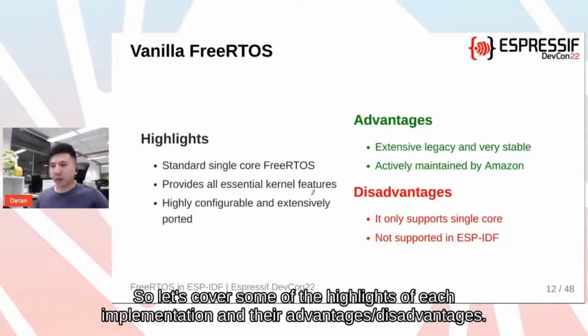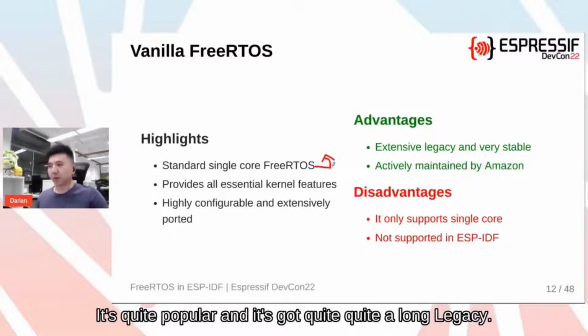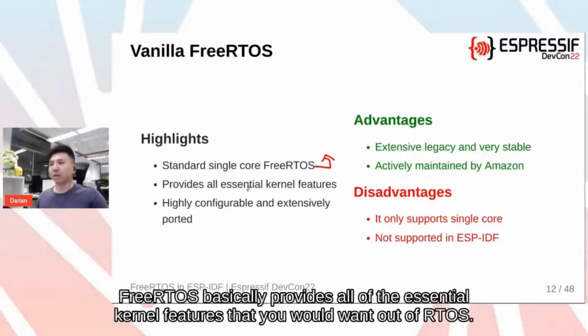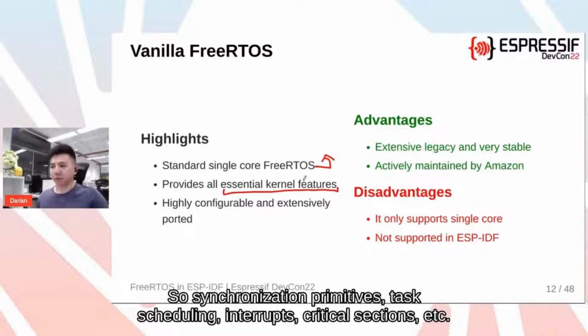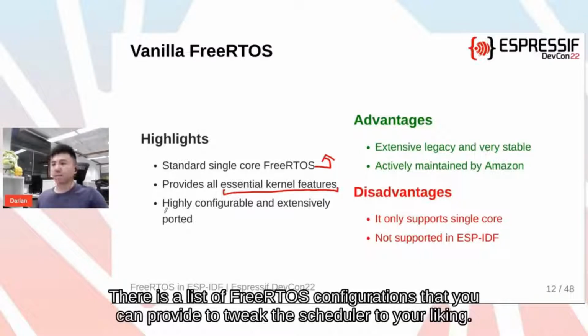So let's cover some of the highlights of each implementation and their advantages and disadvantages. With vanilla FreeRTOS, as we've covered before, it's your standard single-core FreeRTOS. It's quite popular and it's got quite a long legacy. FreeRTOS basically provides all of the essential kernel features that you would want out of an RTOS. So synchronization primitives, task scheduling, interrupts, critical sections, etc. And it's also highly configurable. There's a list of FreeRTOS configs that you can provide to tweak the scheduler to your liking.